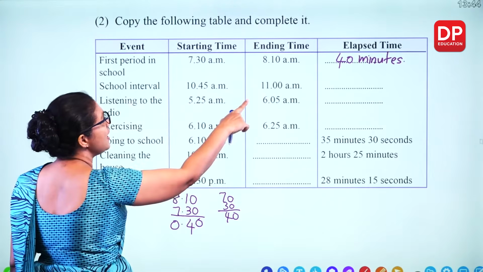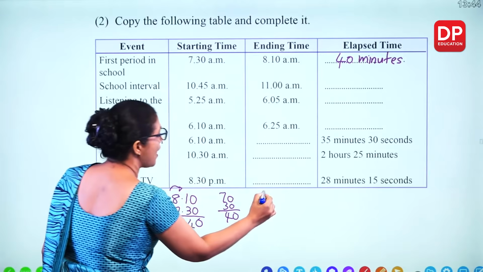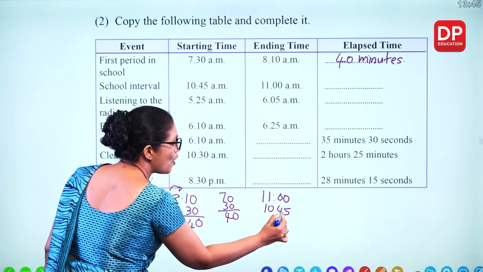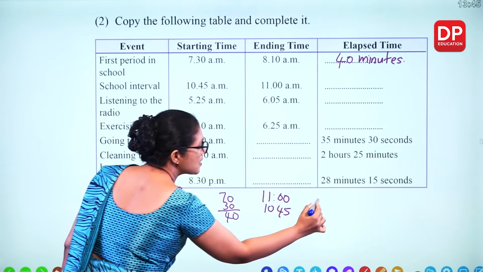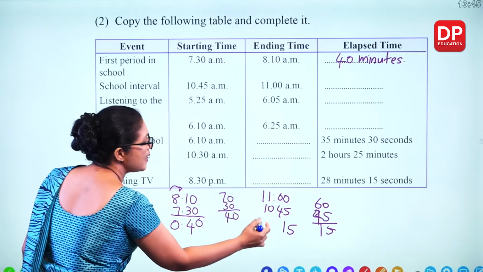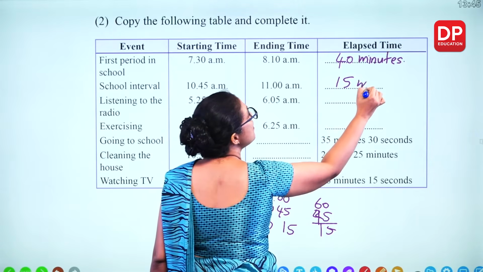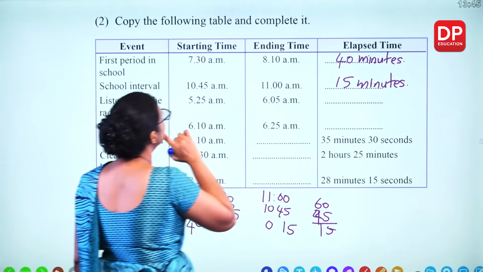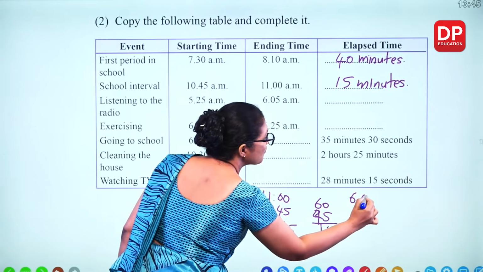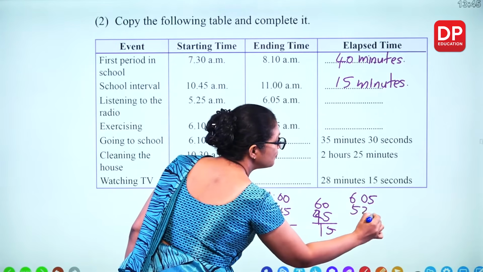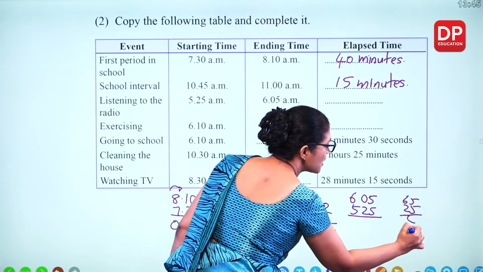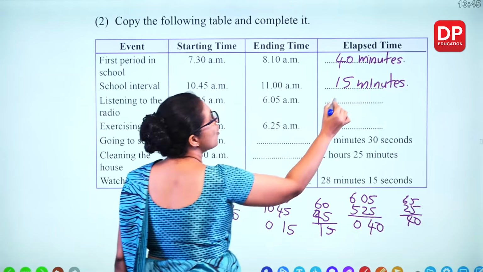This one, 11 a.m. and 10:45. Both are a.m., so you can subtract. 11 minus 10:45. When you take 60 there, 60 minus 45, you get 15 minutes, and here 10 minus 10, 0. So you get 15 minutes. This one, both AM, so you can subtract. 6:05 and 5:25. When you take 60 from there, 65 minus 25, you get 40. So 40 minutes there, and this is 0. 40 minutes.